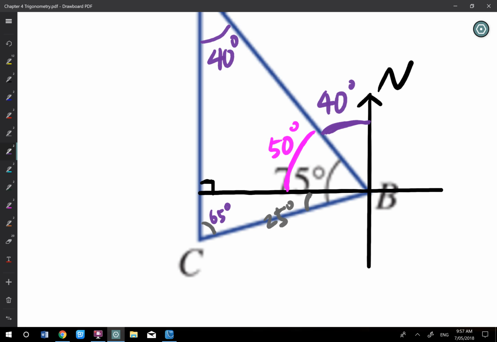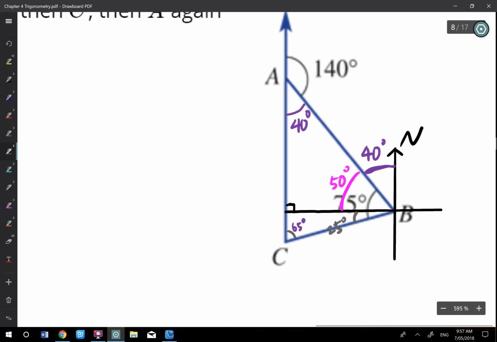Well, I don't know what I want to calculate yet, but it's good to label everything that I know. So after I label everything, the question should become easier.